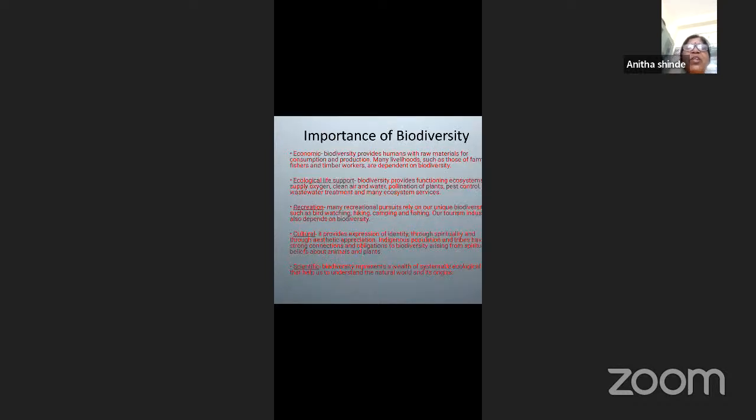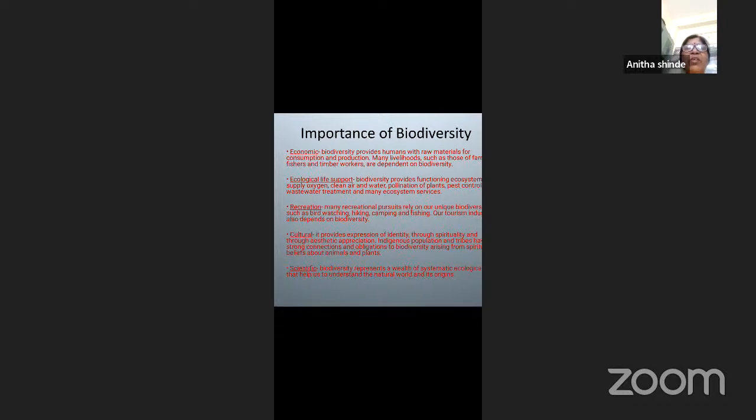Importance of biodiversity, you all know actually, because biodiversity plays a very, very important role. Economically, it provides humans with the raw materials which are essential for consumption and production. Many livelihoods, such as those of farmers, fishermen, and timber workers, are dependent on biodiversity only. Then ecological support: biodiversity provides functioning of the ecosystem in supplying oxygen, clean air, water, and all those things. And for recreational purposes also, it is very, very important.